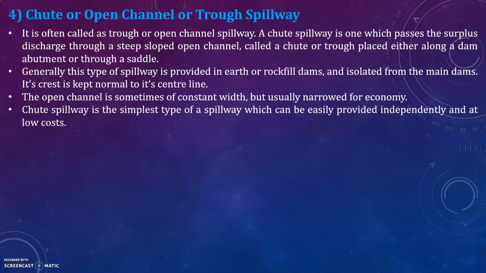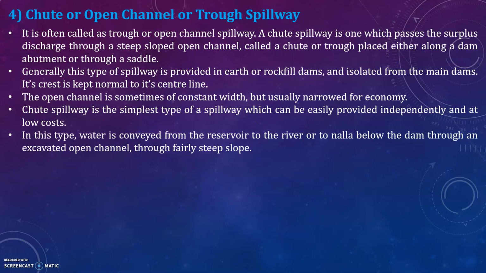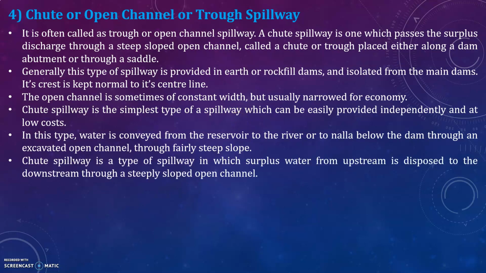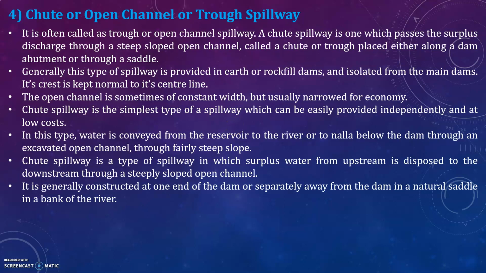Chute spillway is the simplest type of spillway which can be easily provided independently and at low cost. In this type, water is conveyed from the reservoir to the river or to the nalla below the dam through an excavated open channel with fairly steep slope. Chute spillway is a type of spillway in which surplus water from upstream is disposed to the downstream through a steeply sloped open channel. It is generally constructed at one end of the dam or separately away from the dam in a natural saddle in a bank of the river.